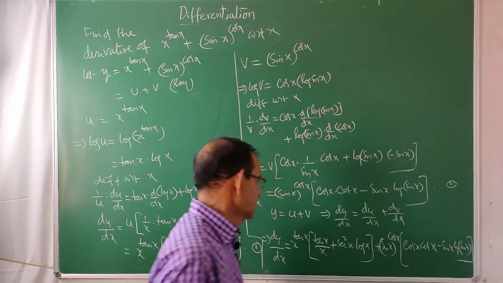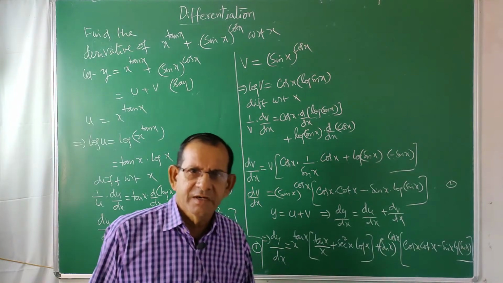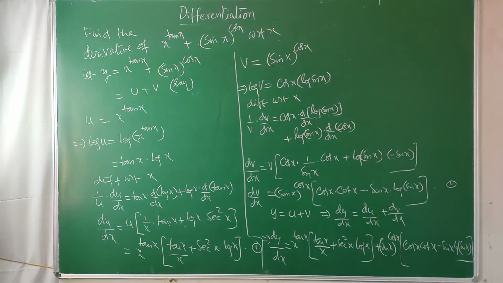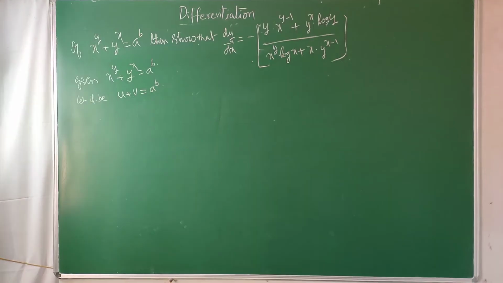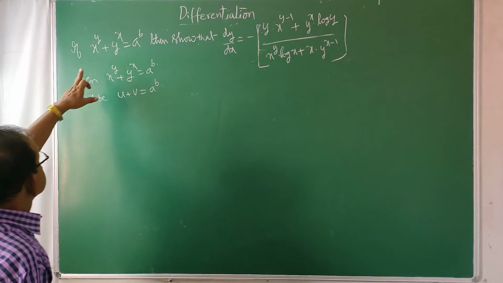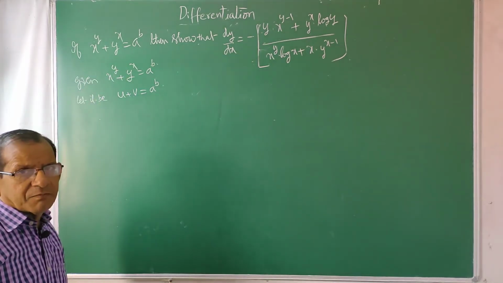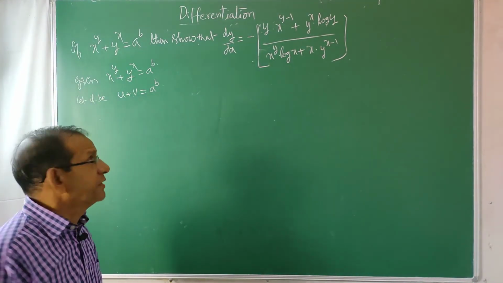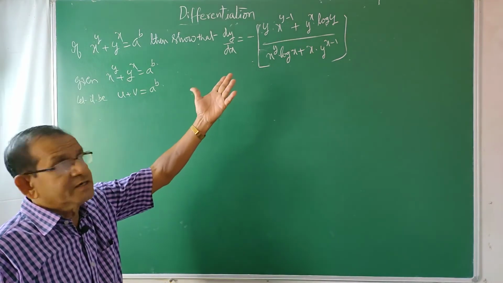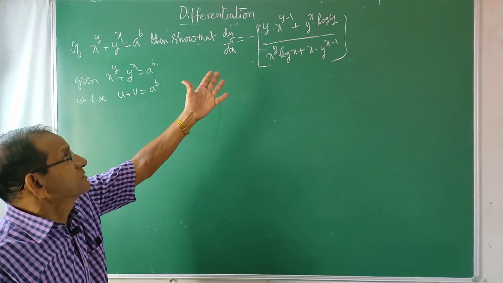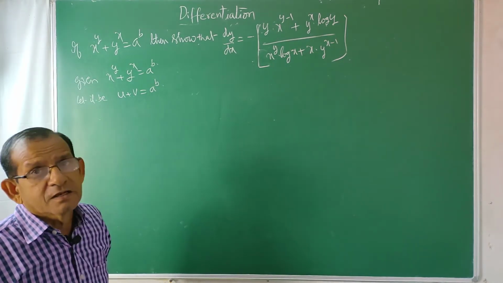So that is the value of dy by dx. Now say this question. It's given that x power y plus y power x is equal to a power b. Then you have to find out dy by dx. Show that e power dy by dx is equal to minus of the whole thing.